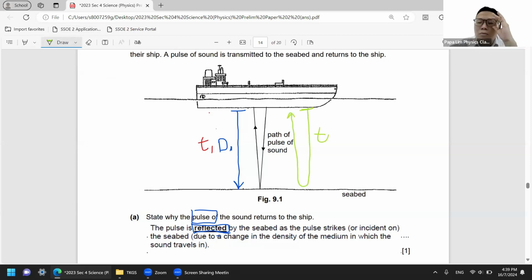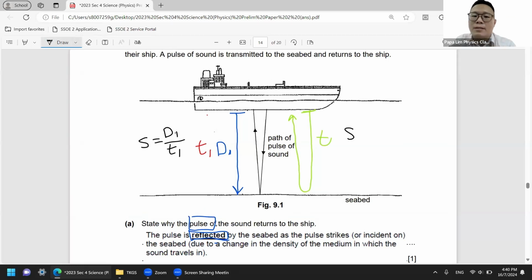So just take note, if you look at sound, because it's traveling at constant speed, we are looking at distance divided by time for speed. But take note, if the time is only one way, which is the red color one, T1, the speed of the wave itself will be distance 1 divided by T1. But if the question gives the time, the green color one, T2, so it's two-way, go down and up. In this case, if I want to calculate the speed, it will be the same answer as previously, but the formula is different.